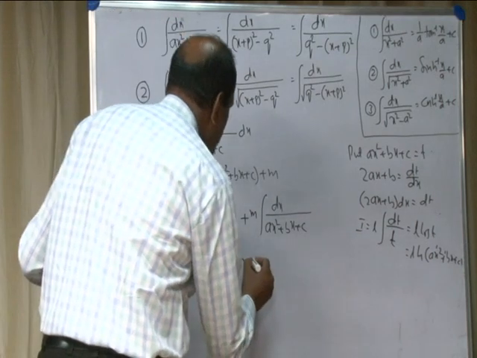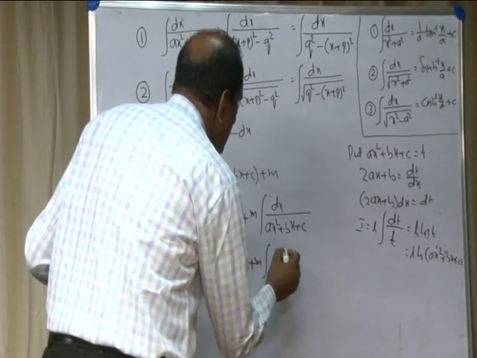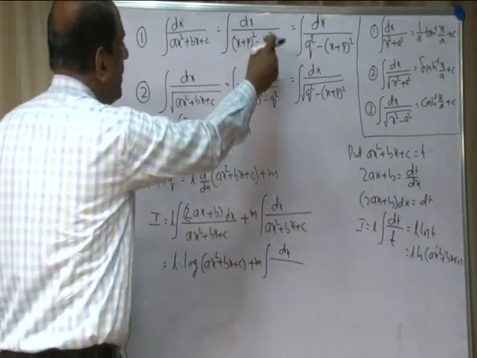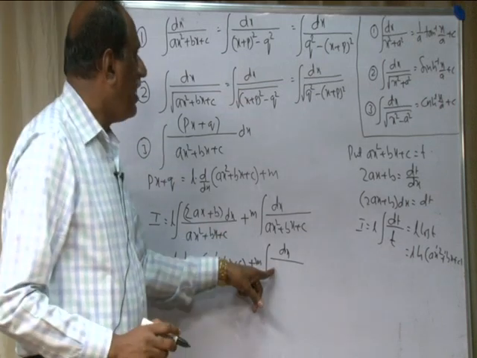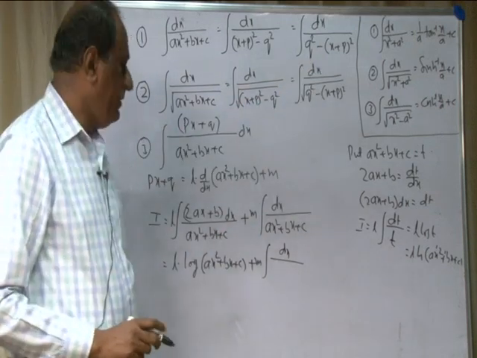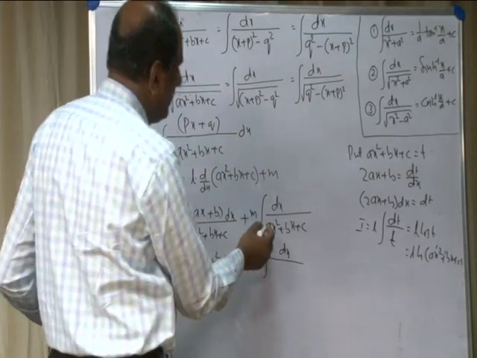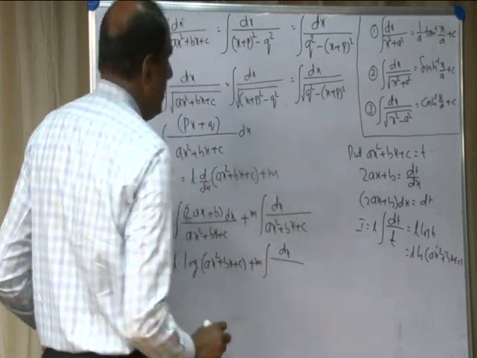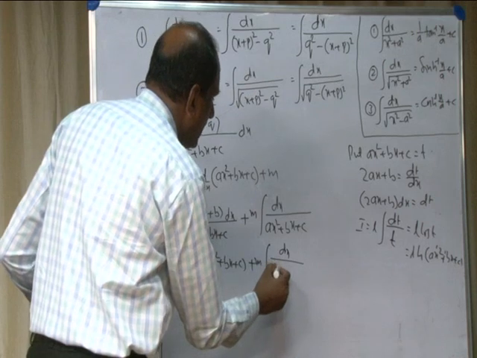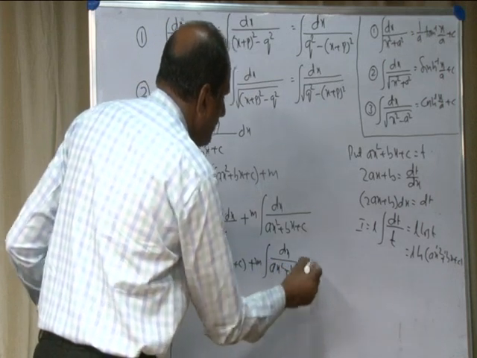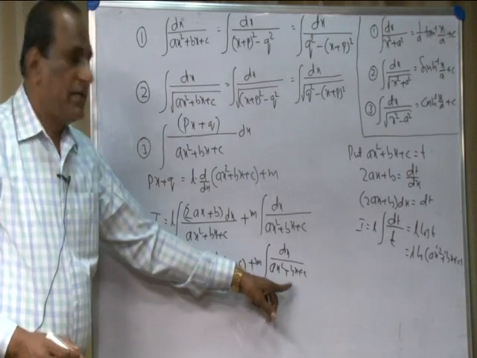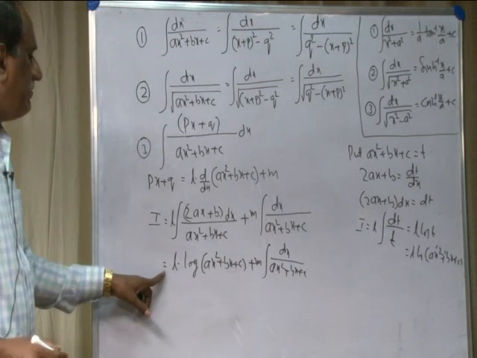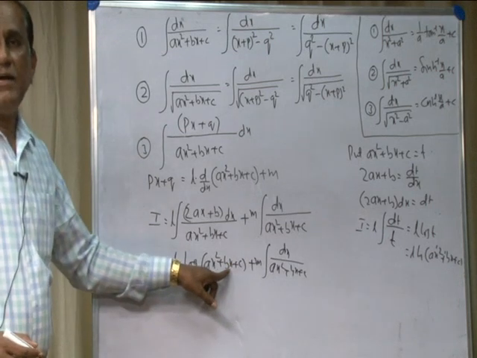Now M into dx divided by, this can be written in the form x plus p whole square minus q square, or q square minus x plus p whole square. The denominator of ax square plus bx plus c can be written in the form of x plus p whole square or q square. So this can be integrated. The second integral can be evaluated using any one of the standard forms, but the first integral value is L into log of the denominator.